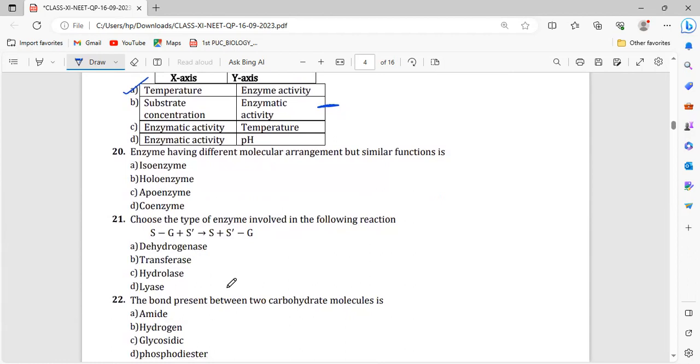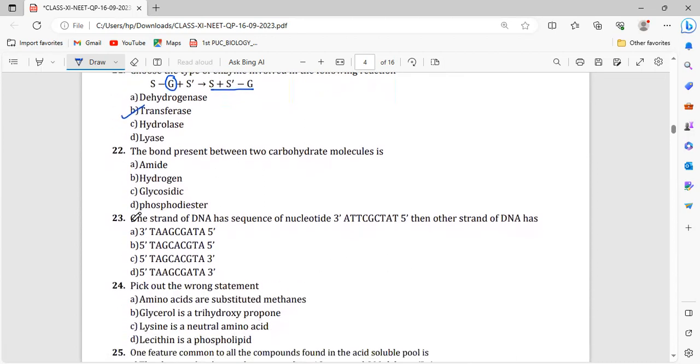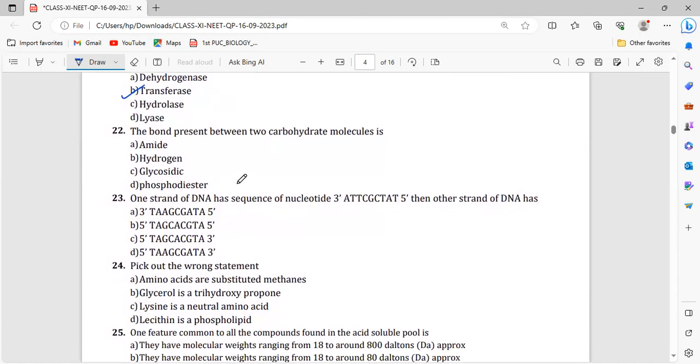Then 20. Enzymes having different molecular arrangements but similar function, we call isoenzymes. 21. Choose the type of enzyme involved in the following reaction. Here you can see there is a transfer of a functional group. This group is with S, and on the product side it is with S dash. So this is done by the enzyme transferase. Then the bond present between carbohydrate molecules, it is a direct question: glycosidic bond.